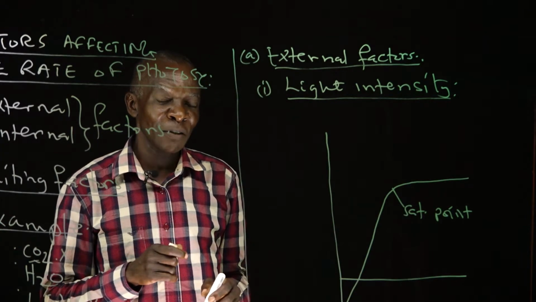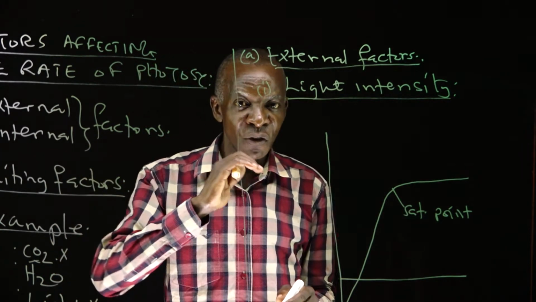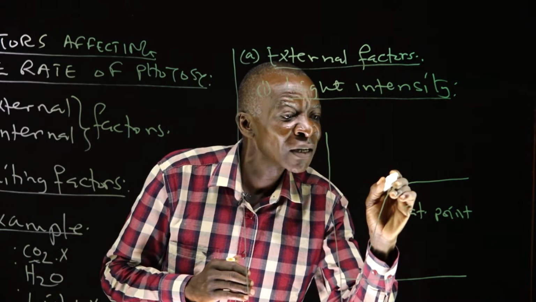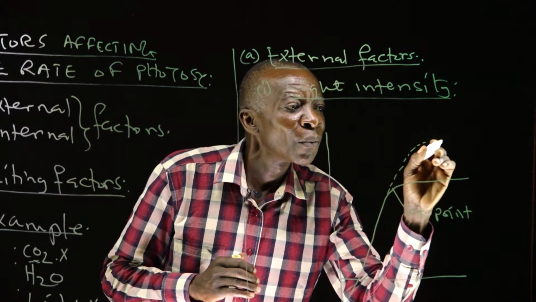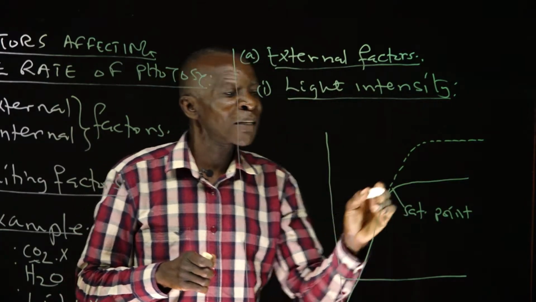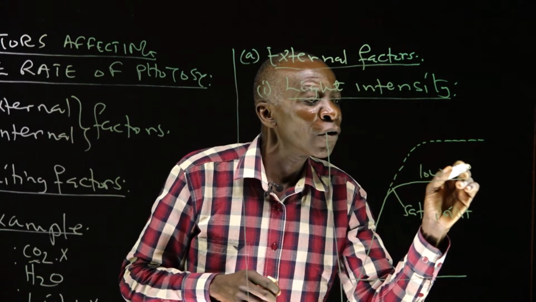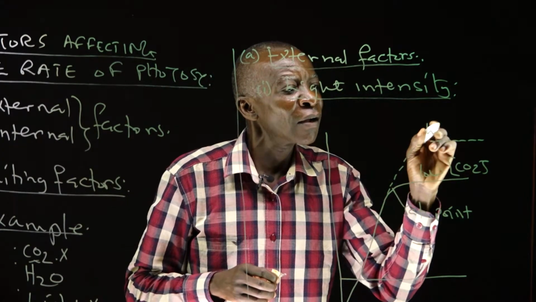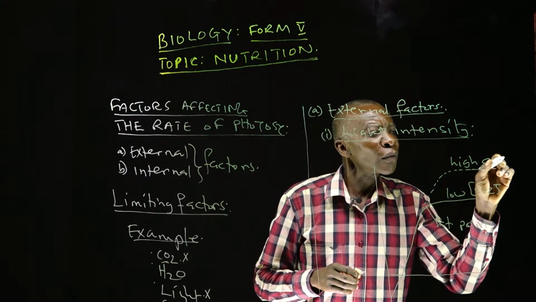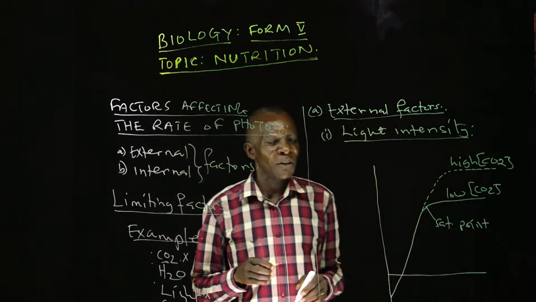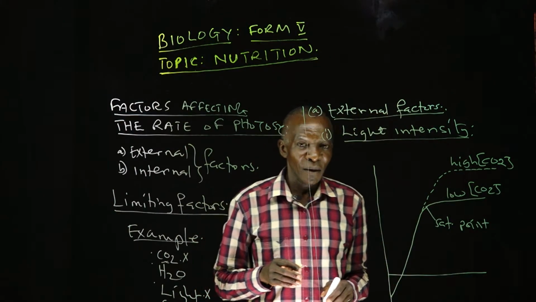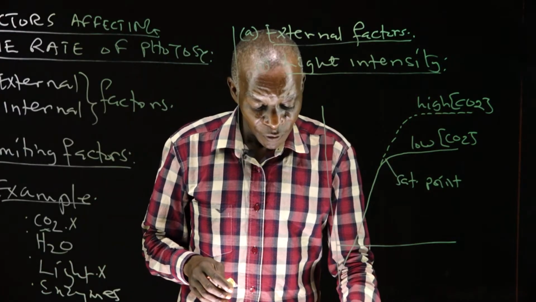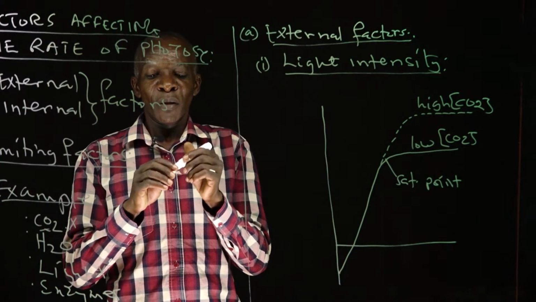However, in some plants, with increased concentration of carbon dioxide, the rate of photosynthesis will increase, meaning that here we have low carbon dioxide concentration. Here we have high carbon dioxide concentration.